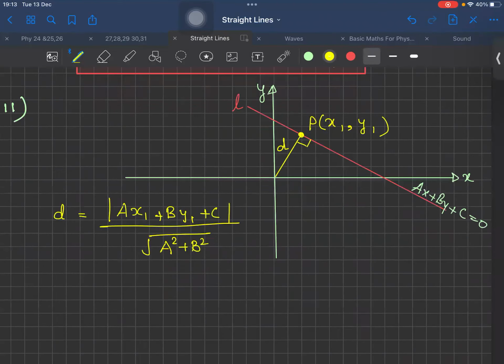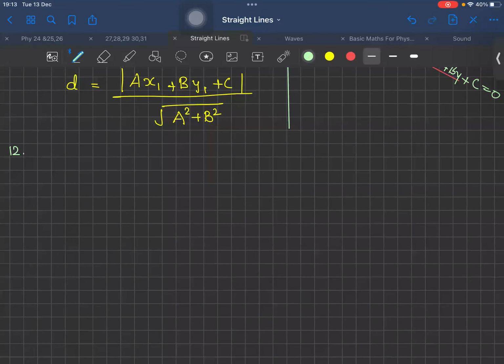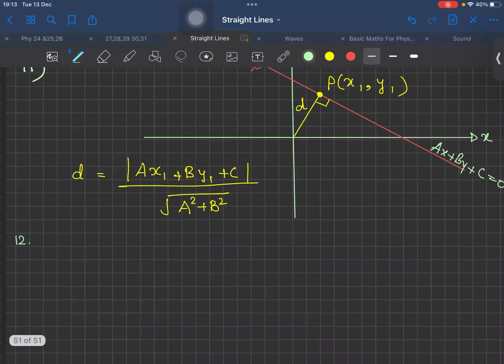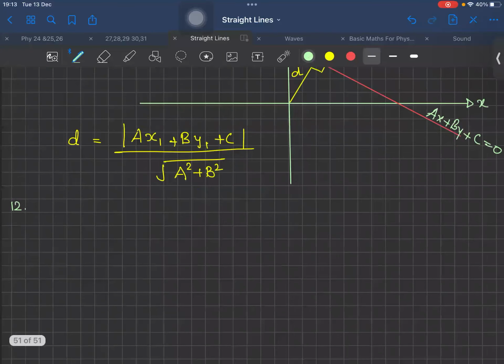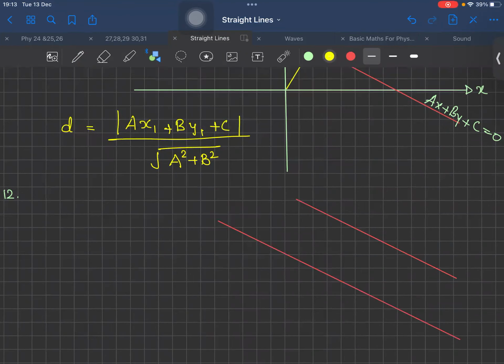Now the 12th is the distance between two parallel lines. Now there are two parallel lines. Let's say these are the two parallel lines, and we need to find the perpendicular distance between these two lines. So this d we need to find out. Now the equations of these lines are given.